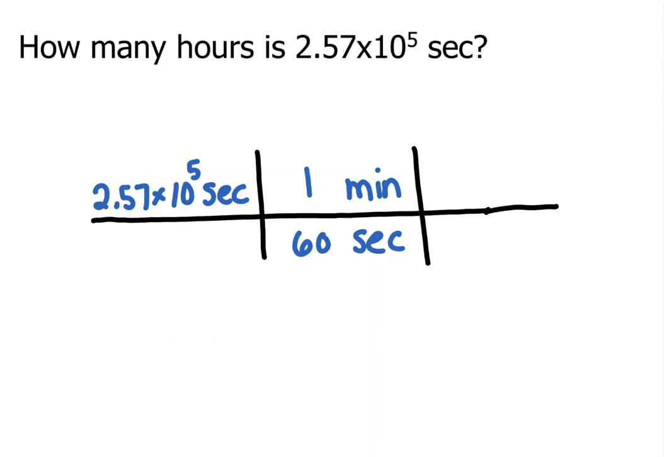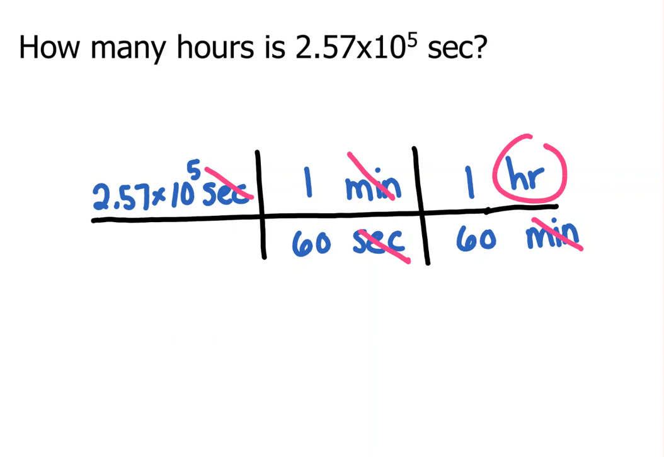And then on the last step, we'll get rid of minutes, what we want to get rid of, and then we'll go to hours, what we want. Again, fill in numbers with what we know. So my seconds cancel, my minutes cancel, and I will be left with hours like I want. When I put this in my calculator, I get something like this in my calculator.